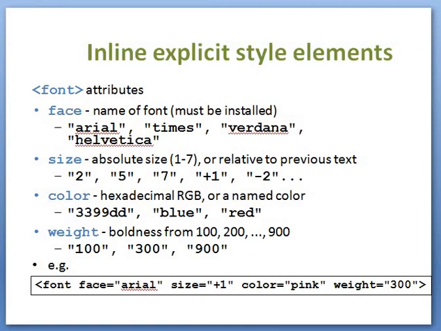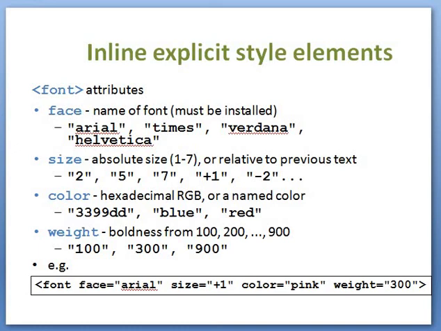Another inline explicit style element is the font tag. This font tag can have attributes like face, size, color, and weight. The face attribute specifies the name of the font, like Arial, Times, Verdana, etc. The size attribute specifies the size of the text. Normally, the size value ranges from 1 to 7, or you can use +1. +1 indicates that the coming text will be one size bigger than the previous. -2 means the coming text will be two sizes smaller than the previous.